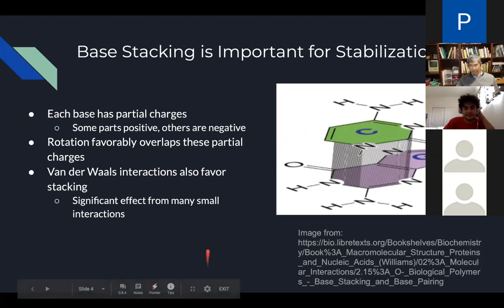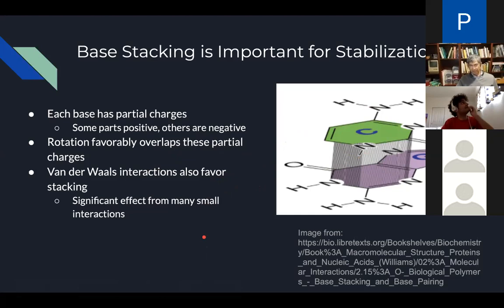Anyone else? I have another question. Yeah, so by saying favorable overlapping, what do you mean by that? Is the partial positive part stacked with the partial negative? Yeah, so if you see where my pointer is, pretend this is a partial positive carbon. It's over this partial negative nitrogen. So that's what I mean. Partial positive near partial negative, that type of stabilization. Okay, thank you.